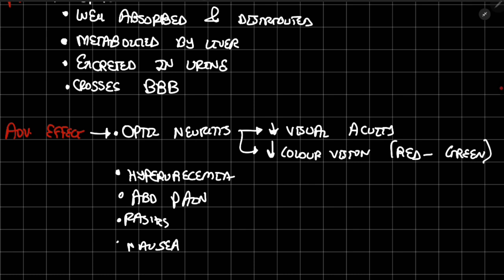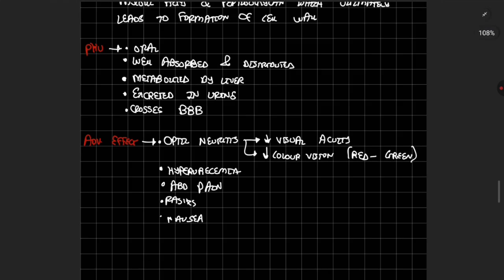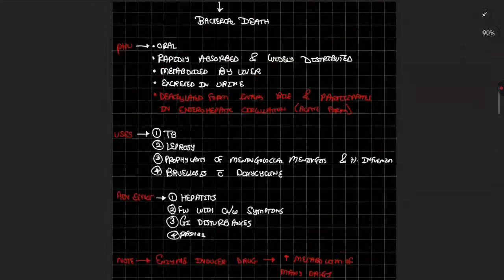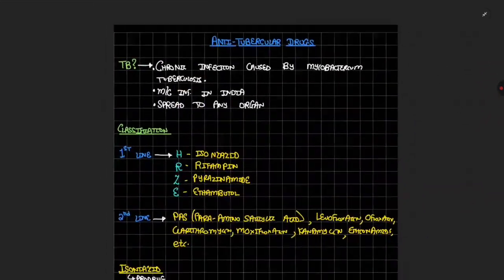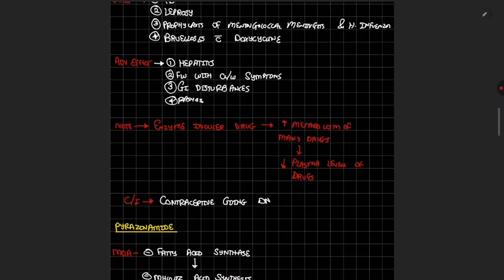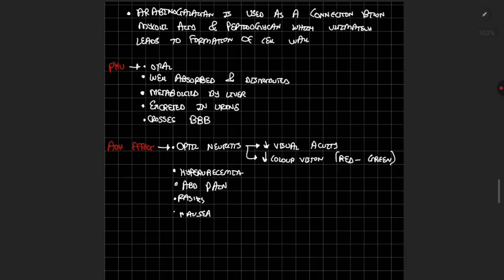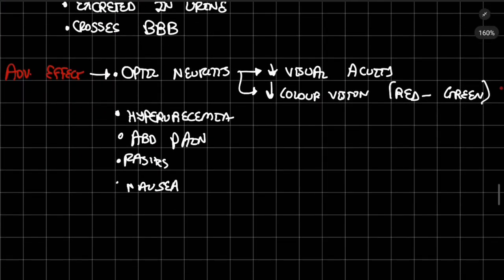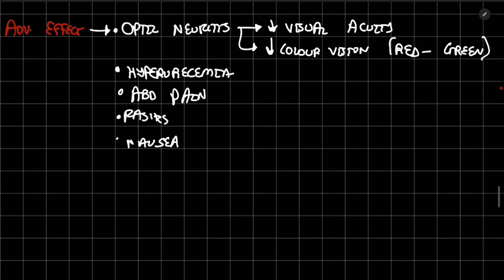So this is all about the first line drugs. Now we will be heading to the second line drugs, but first we will be making a summary of these 4 drugs, a short table of summary. So this was all about the first line drugs.